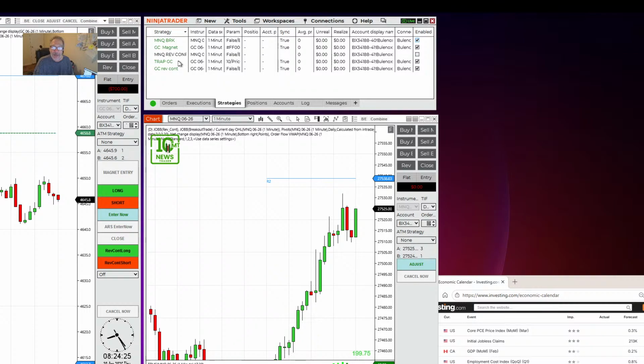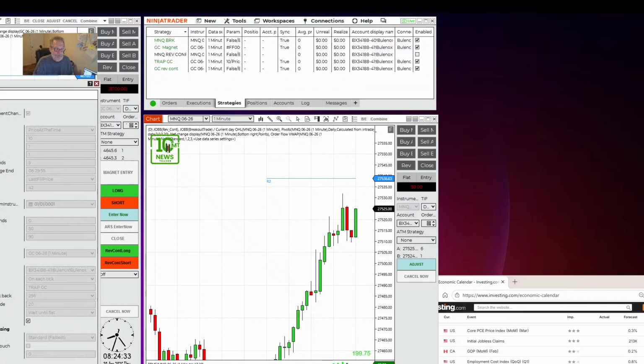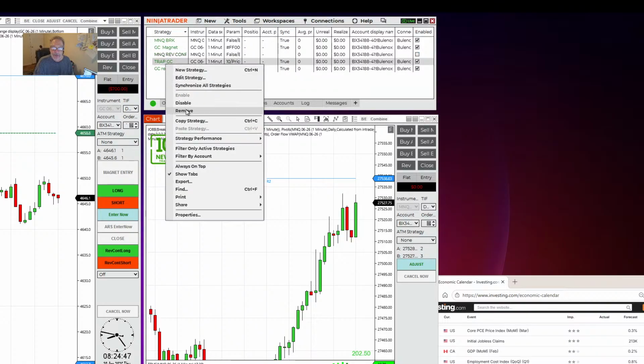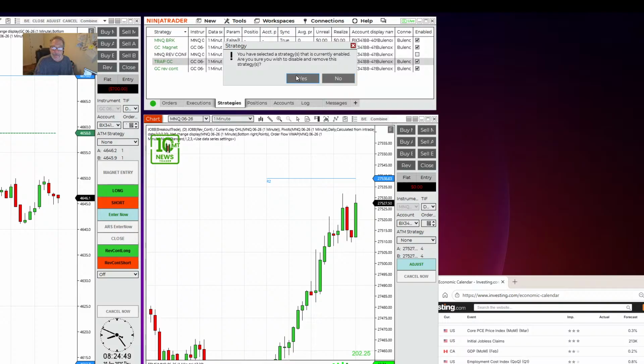Hang on one second. I want to check my gold setup because something looks a little strange on my gold setup. Okay, I want rid of this. That's fine.